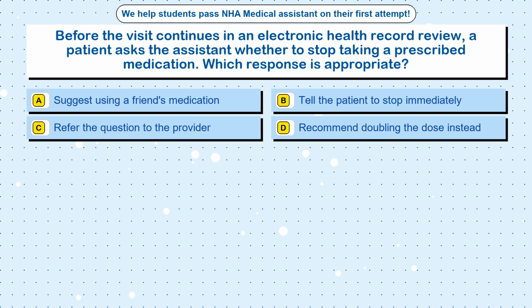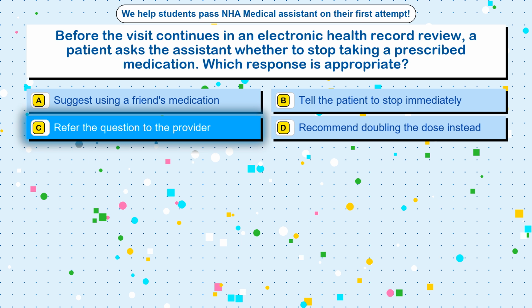Question 60. Before the visit continues in an electronic health record review, a patient asks the assistant whether to stop taking a prescribed medication. Which response is appropriate? Option A, suggest using a friend's medication. Option B, tell the patient to stop immediately. Option C, refer the question to the provider. Option D, recommend doubling the dose instead. The correct answer is option C, refer the question to the provider.